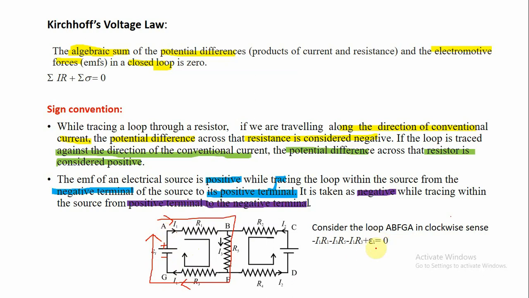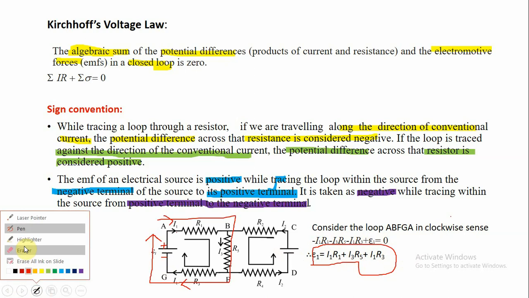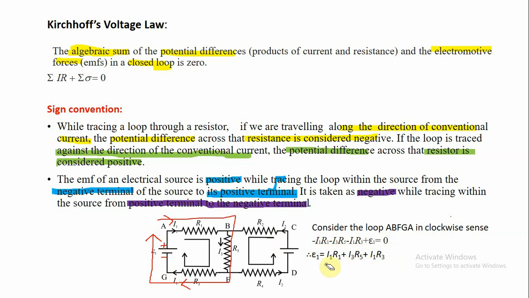And then I will take the negatives to the right hand side and it will become E1 equals I1 R1 plus I3 R5 plus I3 R3, and E1 equals the value of EMF we have found out. So this is what Kirchhoff's voltage law is all about. It is about finding the value of an unknown quantity.